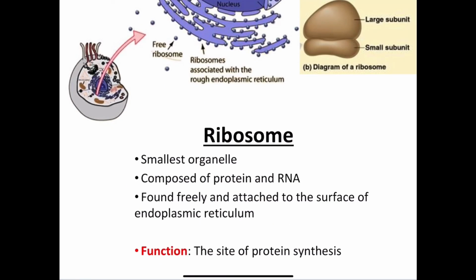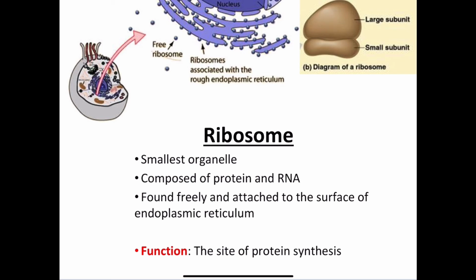Next, kita ada ribosome. So ribosome is the smallest organelle in the cell. So untuk eukaryotic cell, the size of ribosome is 80S. Macam yang kita belajar di video sebelum inilah. Okay, so ribosome ini is made up of protein dengan RNA. So dia diperbuat daripada protein dengan RNA.